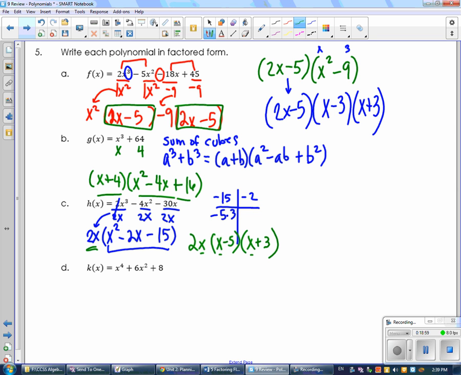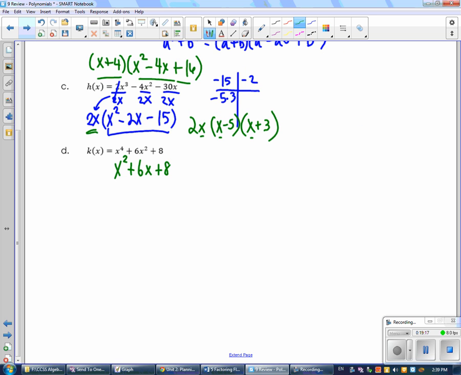In letter D, we didn't get to look at any examples like this, so I'm going to make this extra credit on the test. But notice how it's x to the 4th plus 6x squared plus 8. We've seen this pattern before. What about if I wrote it as x squared plus 6x plus 8? If I wrote it like this, you'd recognize that there are 3 terms.